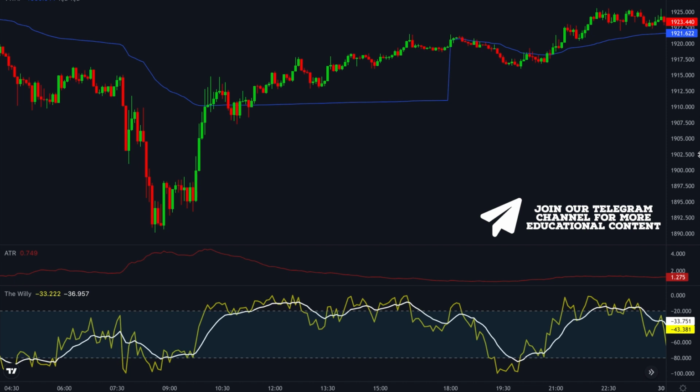As you can see, the Williams indicator gives us a bullish bias right here, as the yellow line is in our oversold area, and more importantly, it breaks above the EMA white line. Now we need to wait for the VWAP breakout.